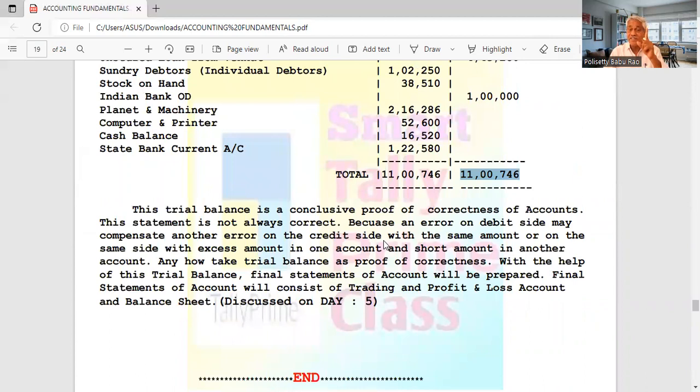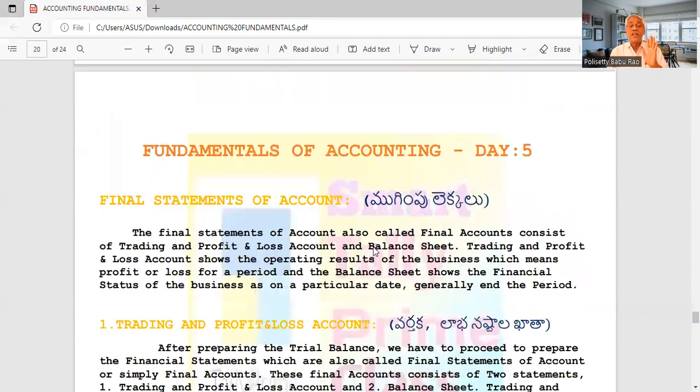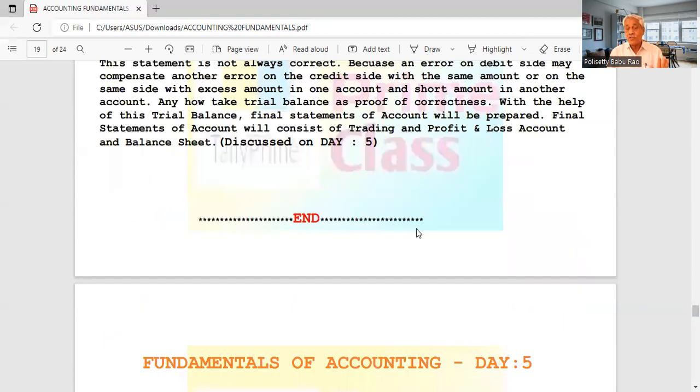These are important. Final statements, there are two statements. One is to find the results, whether we got profit or loss. The second one is to know the financial position of the business. What are the assets we have? What are the liabilities we have? So we can check how the business is progressing, going up or going down, what the problems are, how to rectify them, how to increase the business, and how to rectify the mistakes. This is called final accounts. Final statement of accounts, simply we call it final accounts.